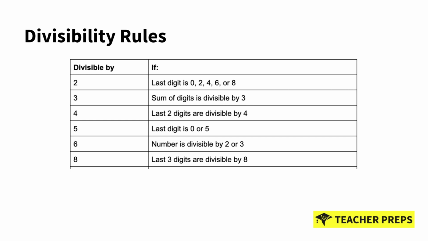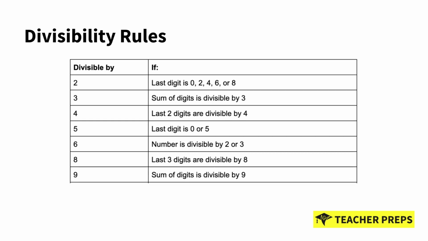Also, a number is divisible by 8 if that number's last three digits are divisible by 8. Also, a number is divisible by 9 if that number's sum of digits is divisible by 9. And here we go. A number is divisible by 10 if its last digit is 0.